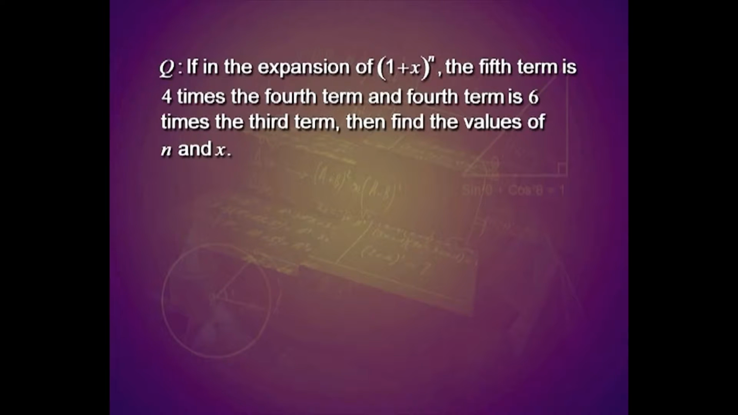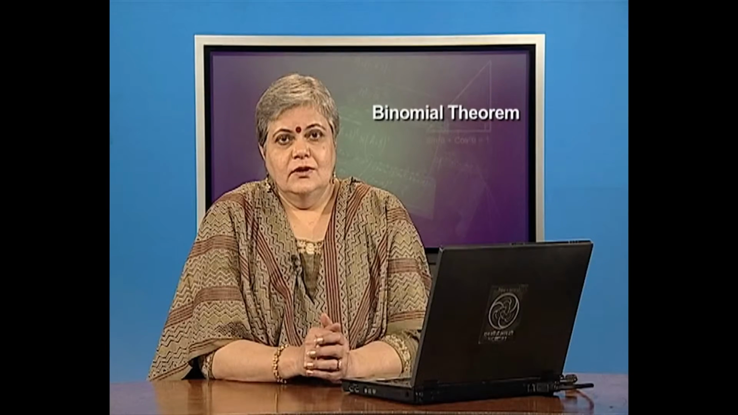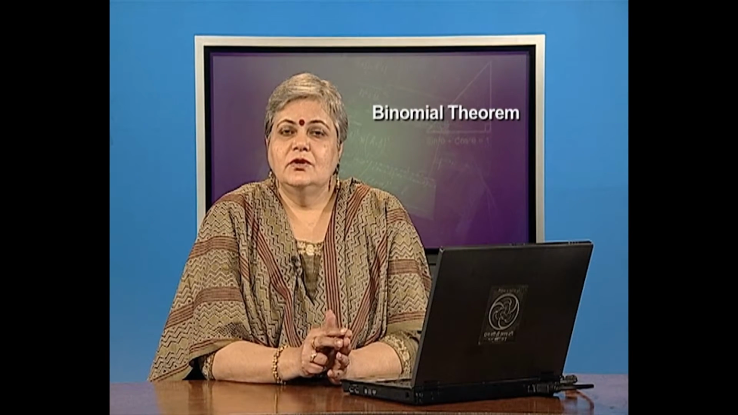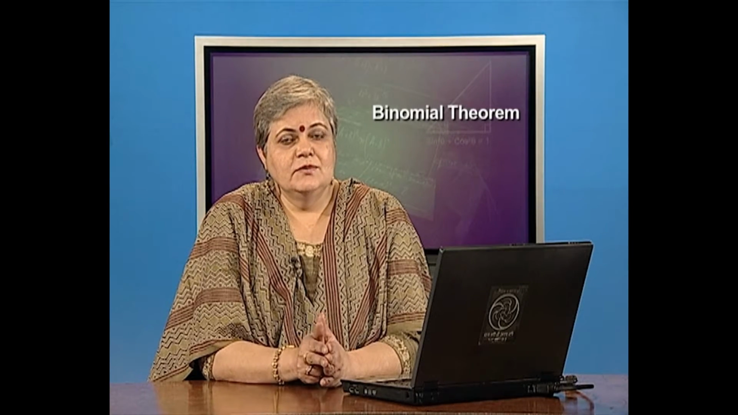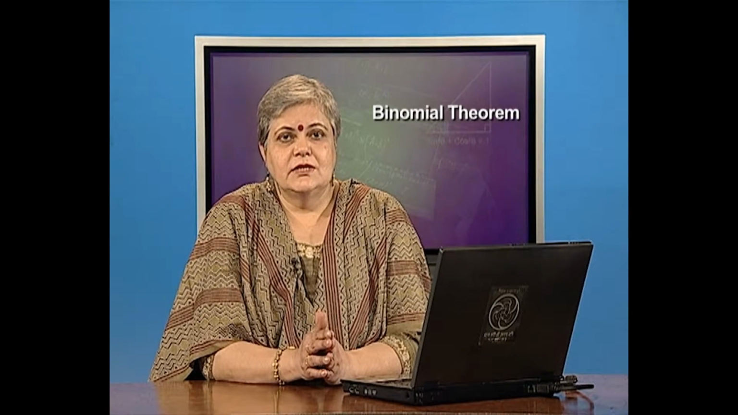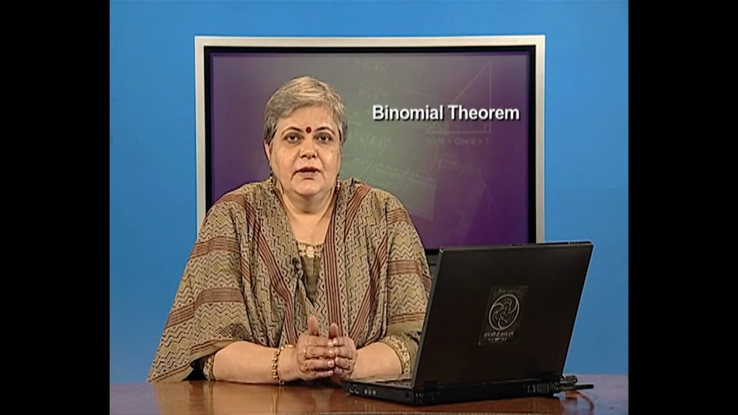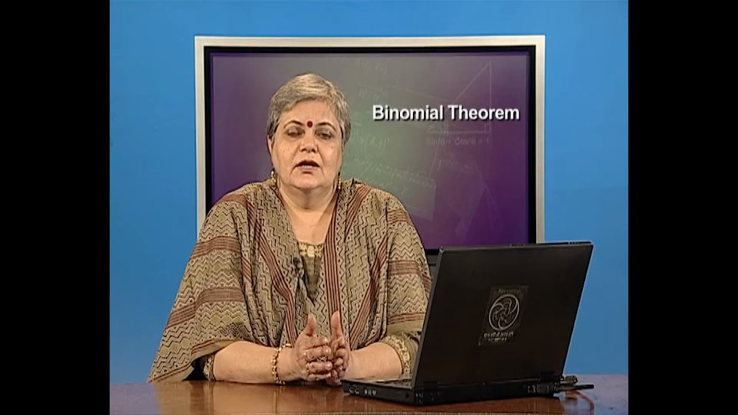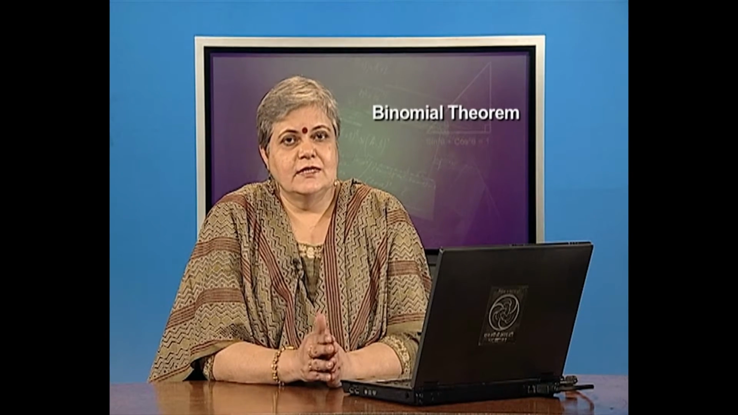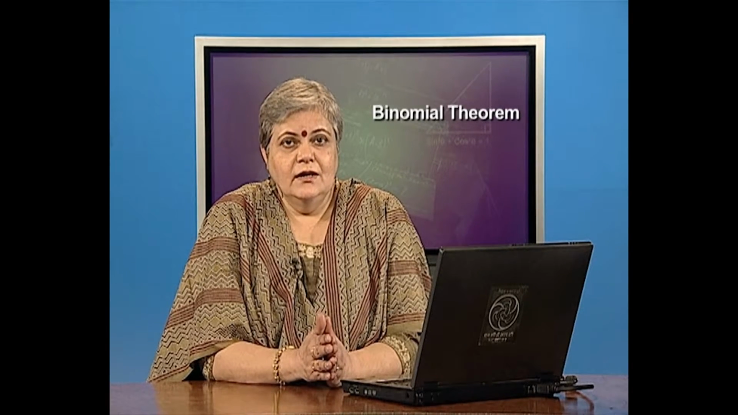So, we are still talking about the expansion of (1 plus x) raised to the power n, and you have to find n and x, two unknowns. To find two unknowns, you must have two conditions, and they are given to you in terms of how the terms are related to each other. So, if you start interpreting the given conditions and try to use some elimination method, you will reach the values of x and n. So, shall we start?